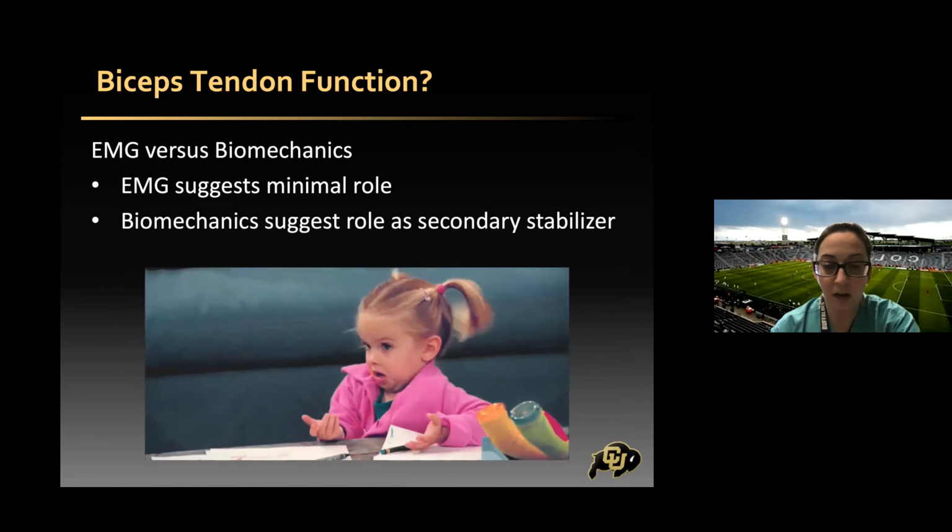But what we do know is that it's a pain generator when it's pathologic. And so that's exactly what we see here. If you look at that, you wouldn't want that in your shoulder. That's a nasty looking biceps tendon. That's a biceps tendon that's causing a lot of pain and needs to be treated surgically in order to relieve that pain, for the vast majority of patients.